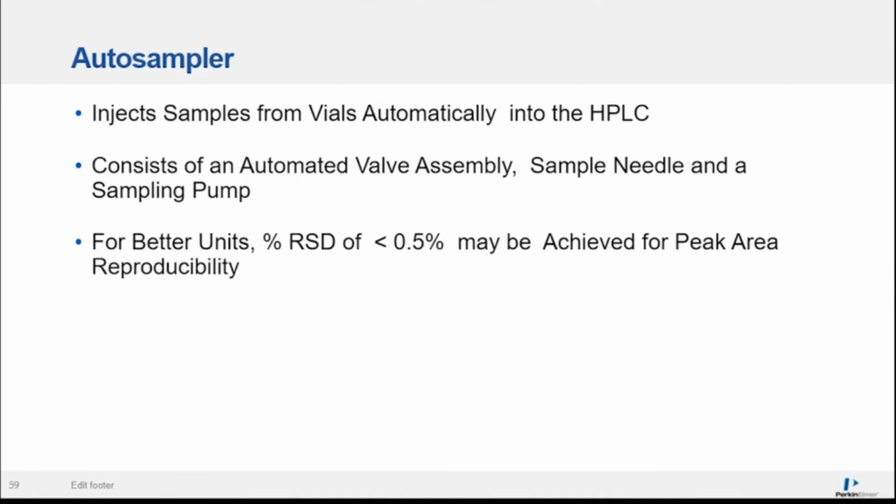And again, with today's autosamplers, without doing anything special at all, except running them properly, you can get RSDs for peak area of under 0.5%. No internal standardization or anything like that required. Again, a very reproducible technique.